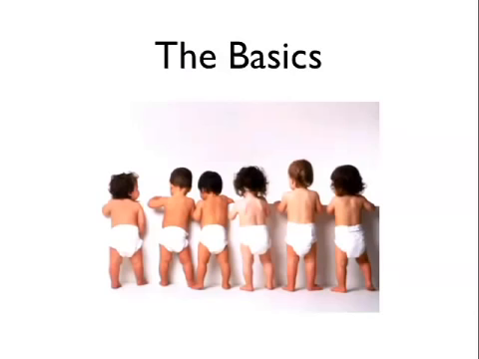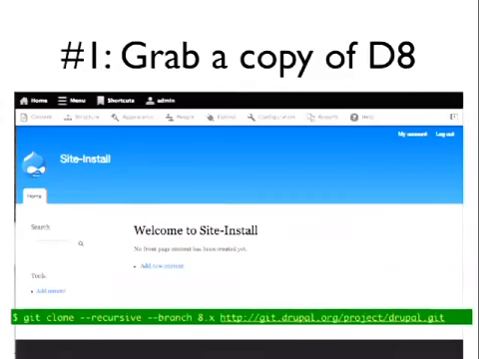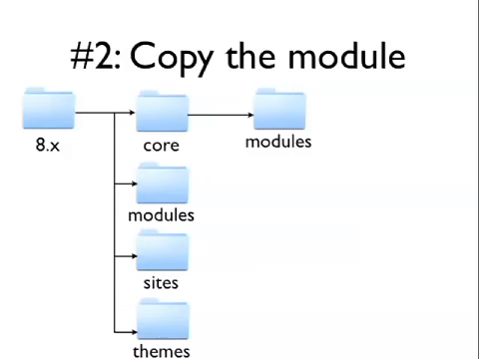So the basics. First, you grab a copy of Drupal 8. You're going to want to do that from Git, because we change it 50 times a day, and you're going to want to always be on the latest version. Then you copy the module. In Drupal 7 and below, if you're going to put your module somewhere, you put it in sites/all/modules, because only an idiot puts things in the core modules directory, because that would just be stupid, right? And you mock people who don't do that, right?